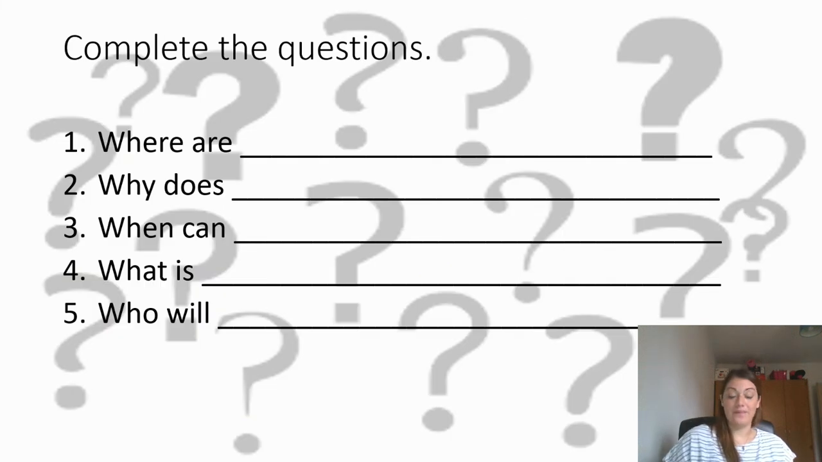And finally, you can complete the following questions. Where are? Why does? When can? What is? And who will? Now, you are going to try these on your own. I will not be sharing my responses with you, children. You can write them on your mini whiteboard and share them with your teacher.